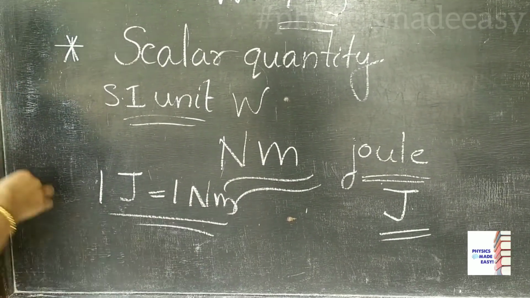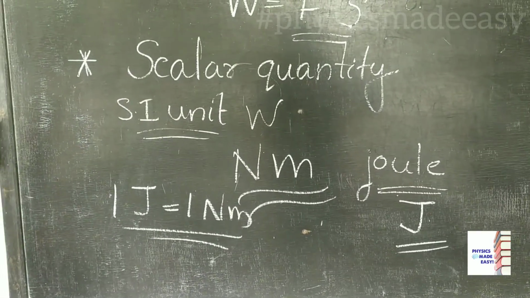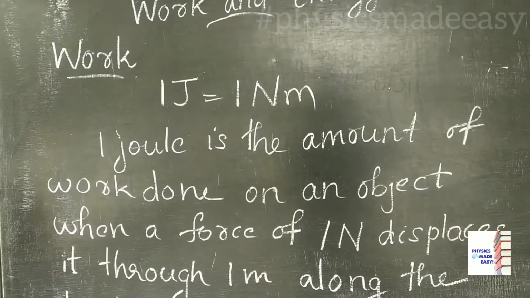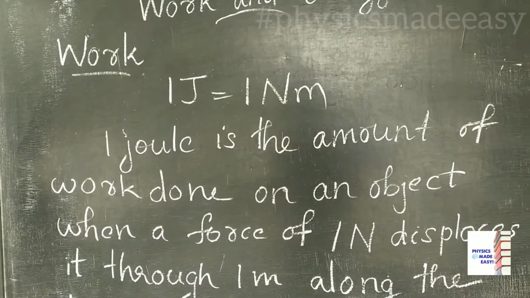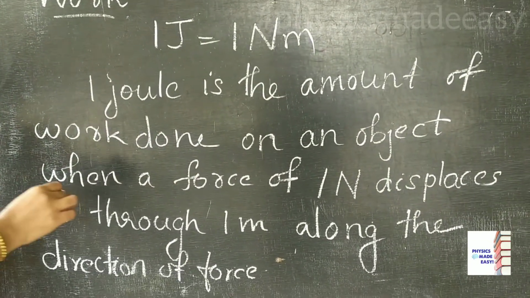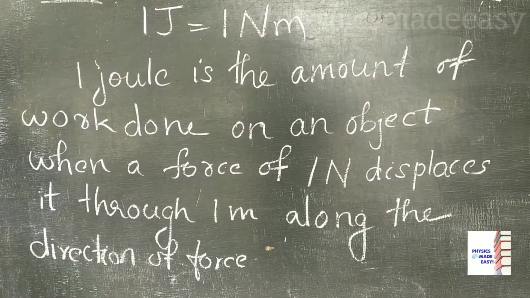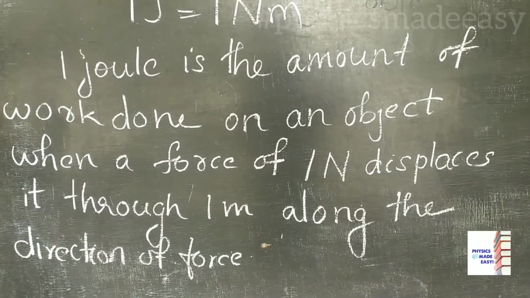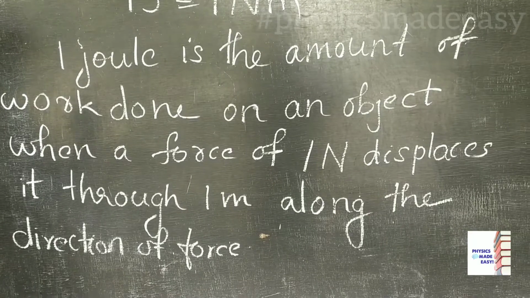This joule or Newton meter is the unit of work done. So how to define 1 joule of work? 1 joule is the amount of work done on an object when a force of 1 Newton displaces it through 1 meter along the direction of force.